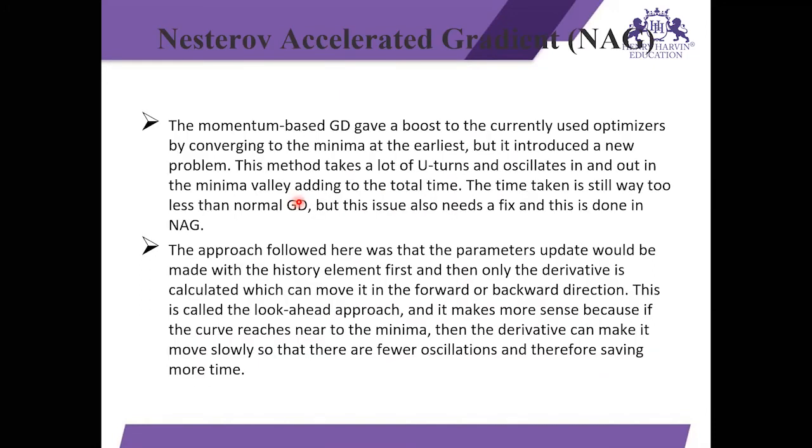The next one is Nesterov accelerated gradient. The momentum-based gradient descent gave a boost to the currently used optimizers by converging to the minima at the earliest. But there is another problem. This method takes a lot of U-turns and oscillates in and out of the minima value, adding to the total time. The time taken is still way less than normal gradient descent, but this issue also needs a fix, and this is done in this method.